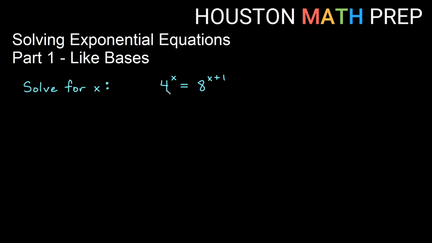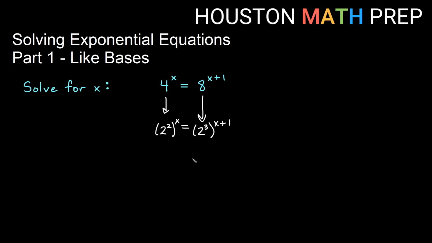What I can do though is change both 4 and 8 into easy powers of something else. And if you stare at these numbers for a second, you might notice that 4 and 8 are both powers of 2. So we're going to actually change these into base 2. So I want to think of 4 to the x. I want to think of my base as 2 squared. I'll still have to the x. And I want to think of my 8 as 2 to the third, right? 2 cubed. And of course, I still have my x plus 1 exponent out there.